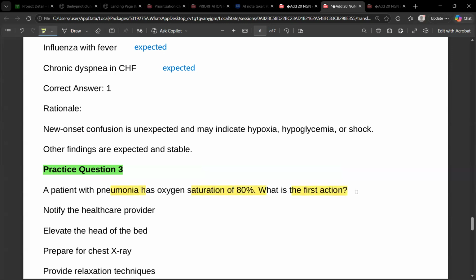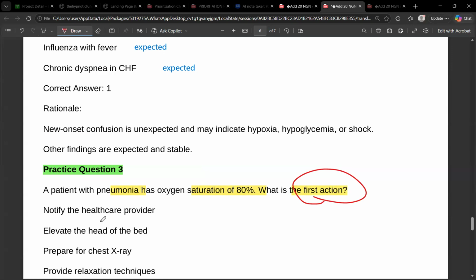You need to select the first action. Immediate action, you need to select it. That is the keyword. Whatever things I have understood and marked, those are the keywords. In each question analysis, you have to find out the keyword.